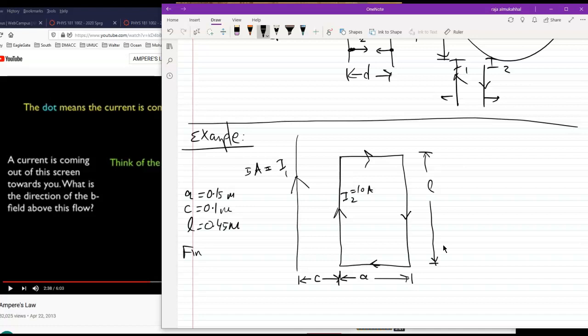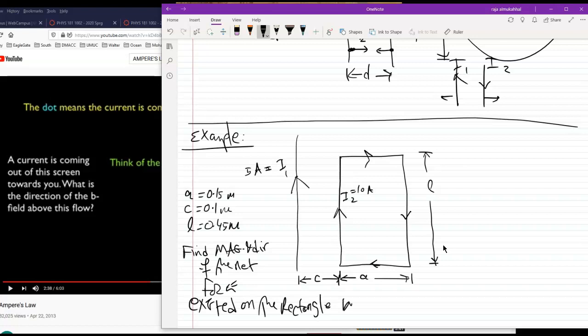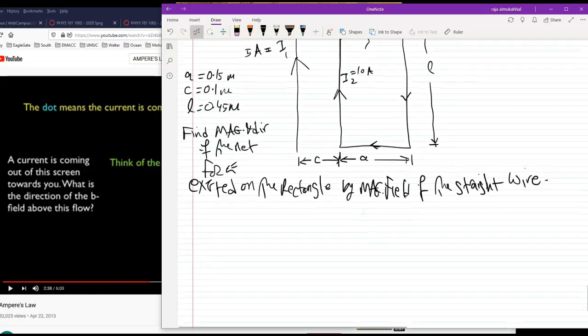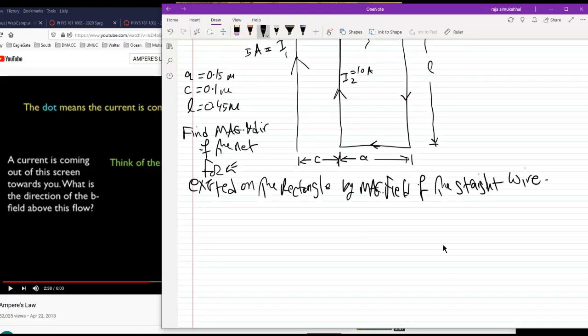The question is, find the magnitude and direction of the net force exerted on the rectangle by the magnetic field of the straight wire. This is a good problem, now I remember it. You can pause the video and think about it for a sec before you continue. But anyway, here's how we work on it. Oh, I don't have the solution. All right, live dangerously. We'll just do it without my solution in front of me.